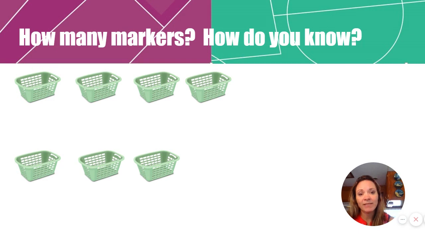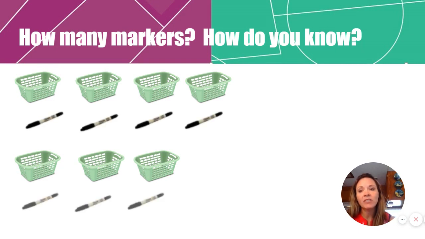Now I have 7 baskets. Imagine inside of each basket is 1 marker. How many markers are there in all? 7 baskets with 1 marker inside of each basket means that there are a total of 7 markers.